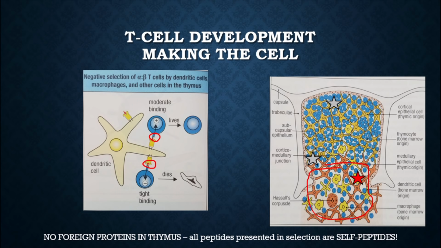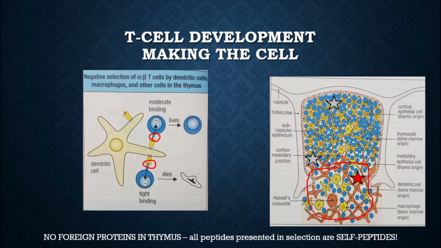Yeah? So even in positive selection, it's still binding to a self-antigen on that MHC? In positive selection, it does not even need an antigen. In positive selection, it's just checking for MHC interaction. In negative selection, it's looking at self-antigens. Good question. Any other questions on this? I know it's sometimes a little confusing.